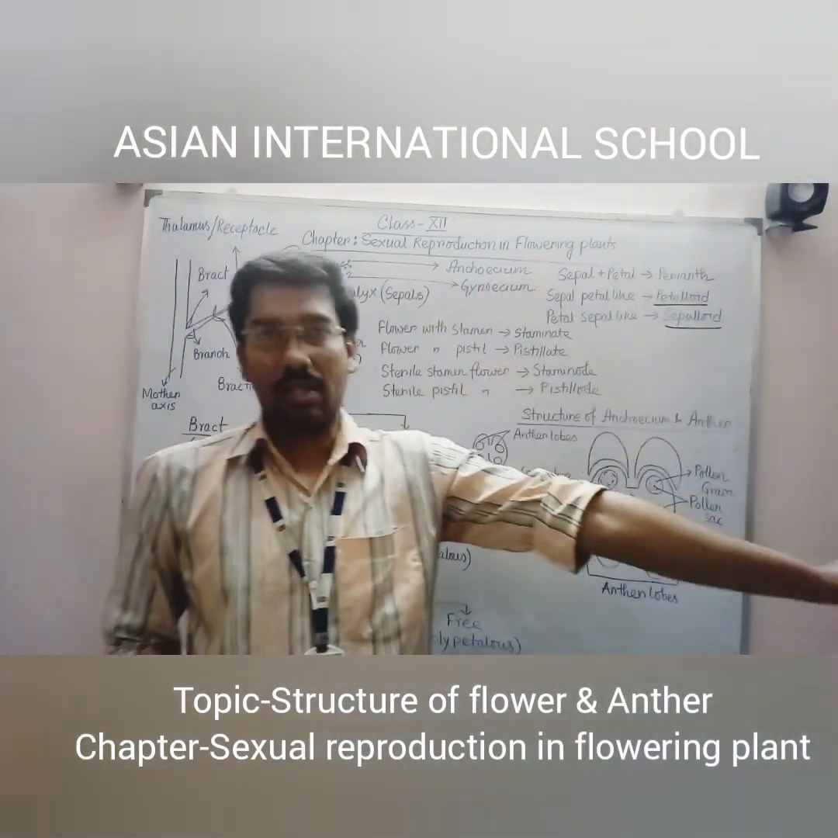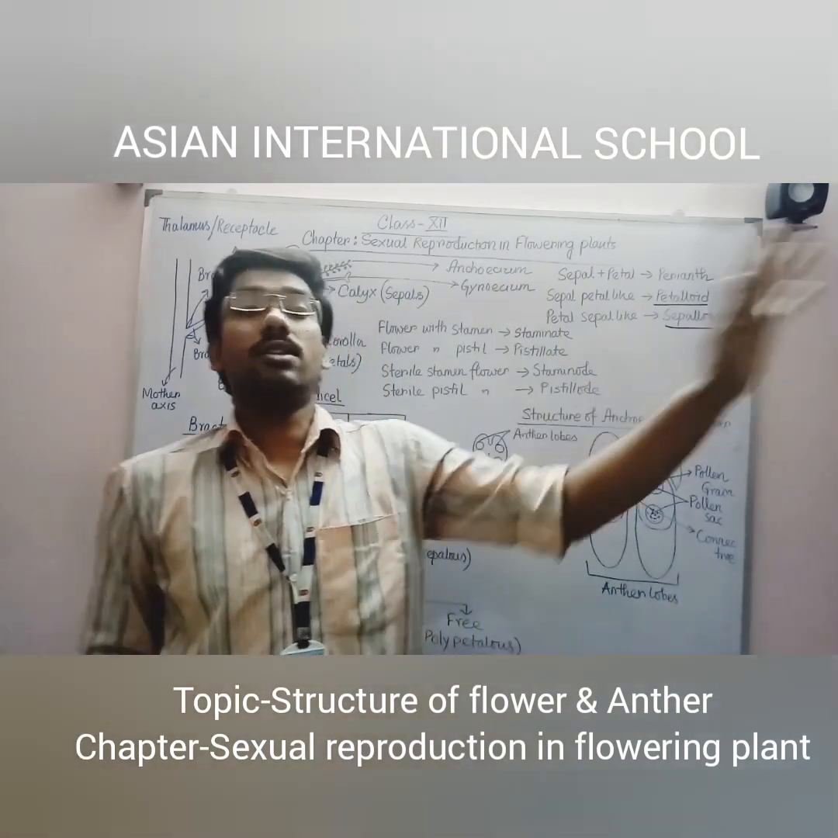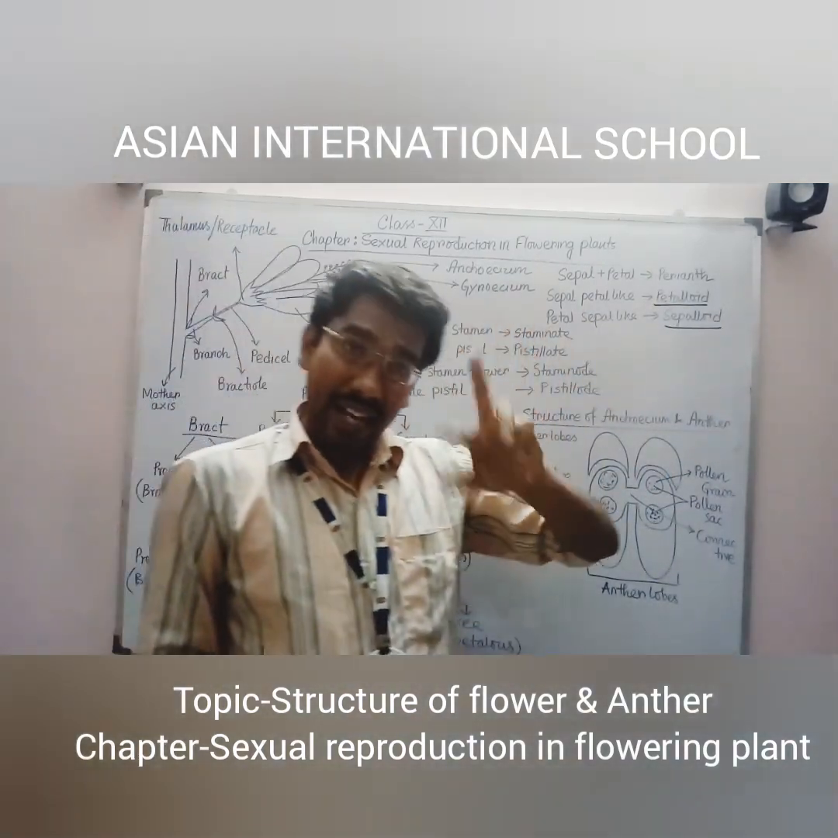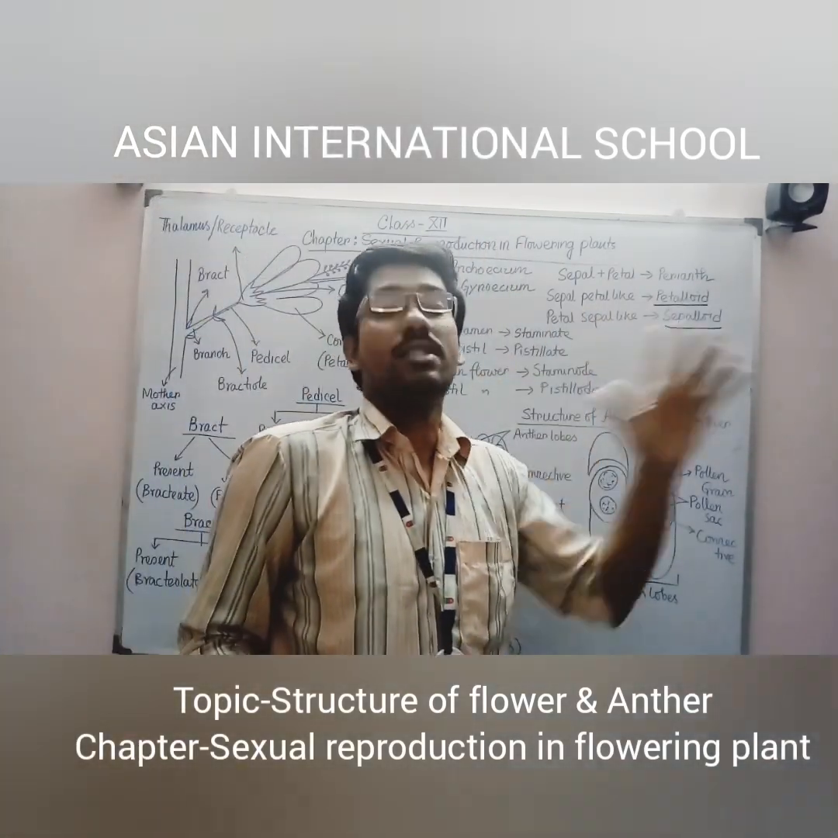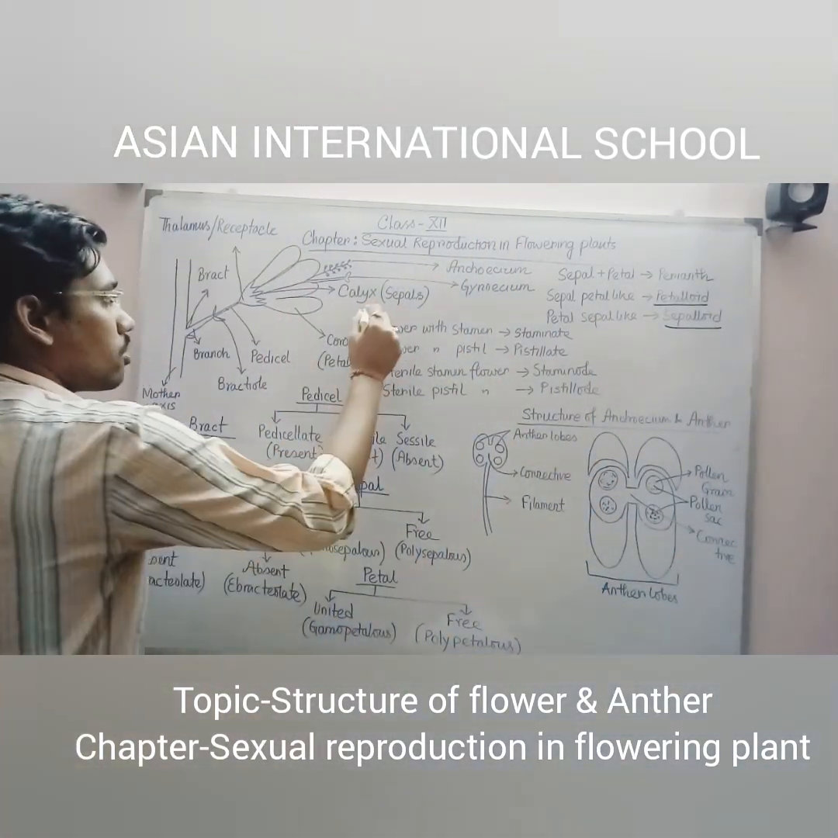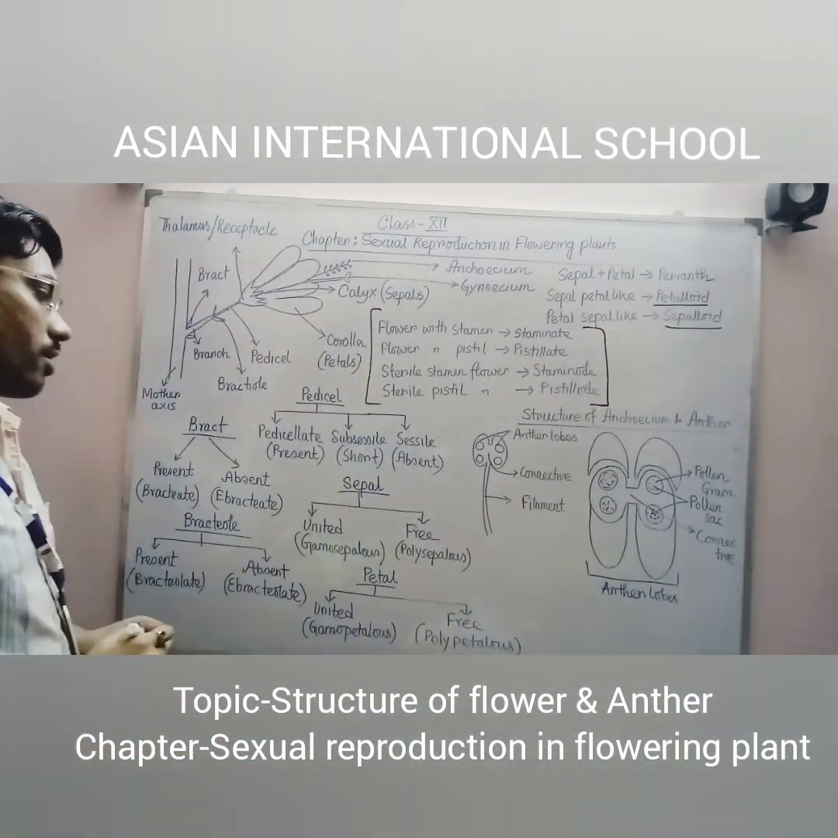Pistillate means pistil is present in the flower, stamen is not there. But pistillode means sterile pistil. As well as staminate means stamen is present in the flower, pistil is not there. But staminode means sterile stamen. So please keep these points in your mind, these are very important regarding the male and female reproductive parts.